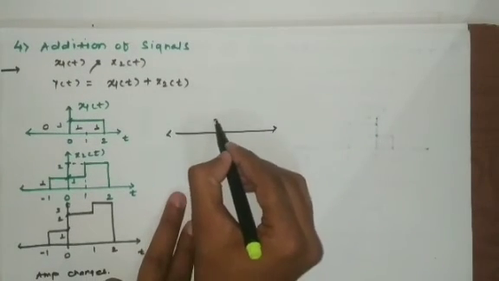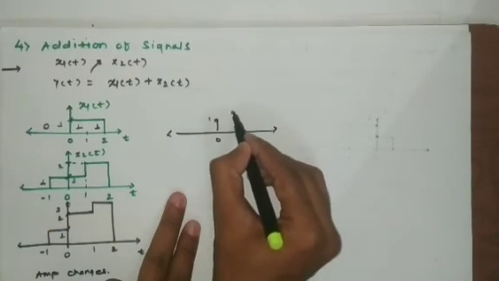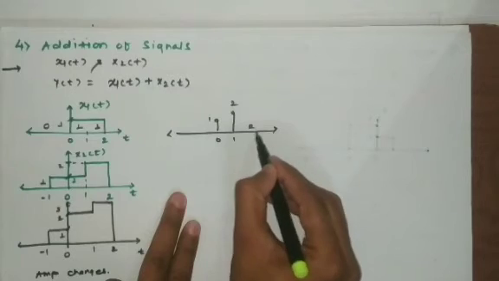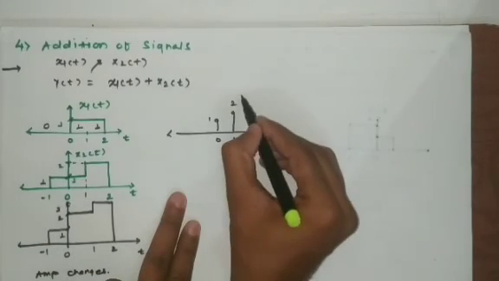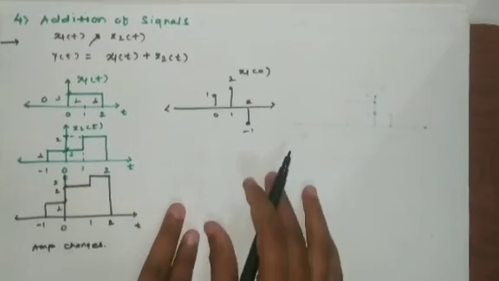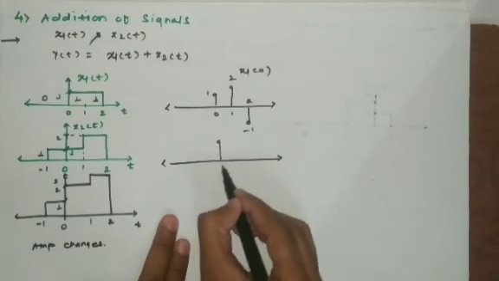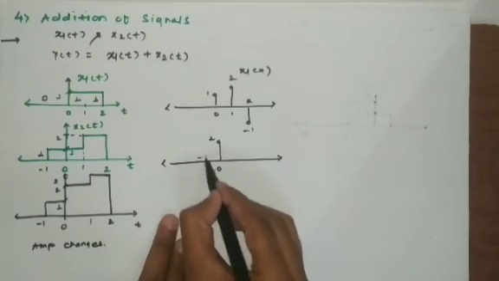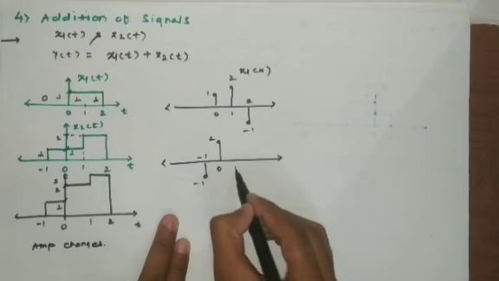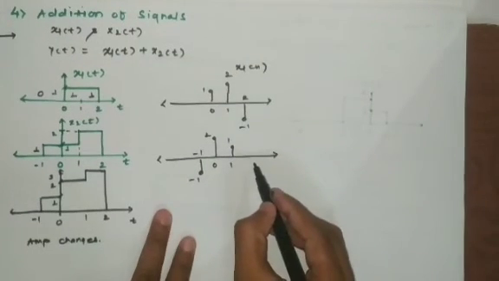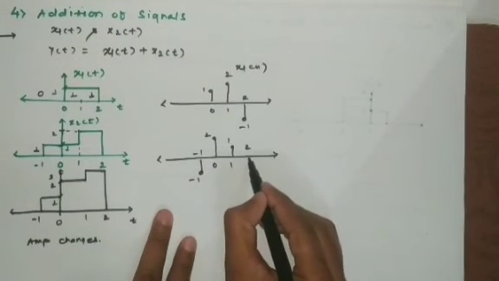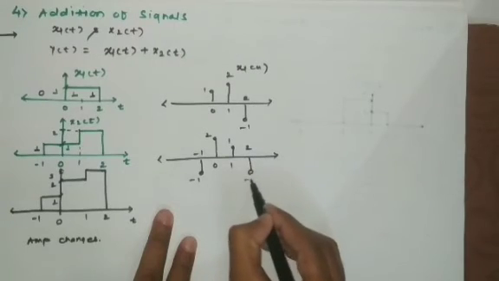We have a discrete time signal with values for 0, 1, 1, 2. 2 is having amplitude minus 1. I am assuming this is x1 of n. We have a second signal for 0, this is 2. For minus 1, it is having amplitude minus 1. 1 is having amplitude 1. Suppose 2 is having amplitude again as minus 1.